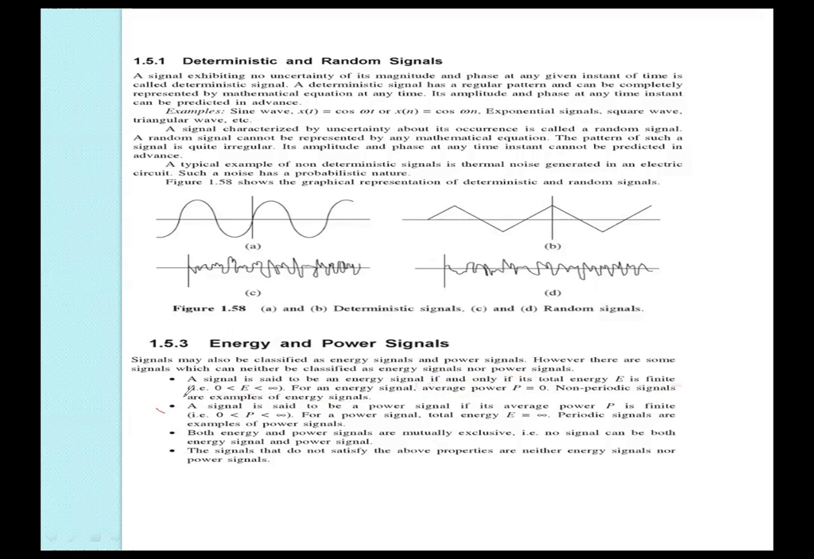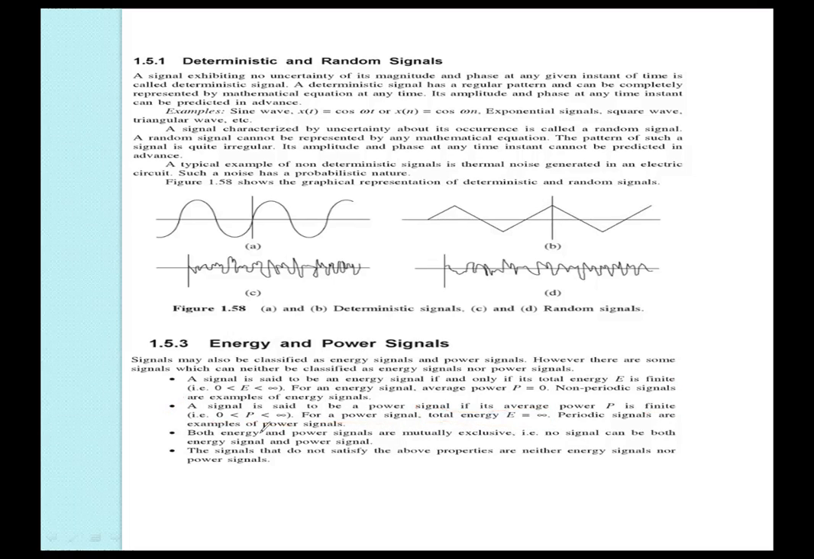Coming to the second point, a signal is said to be a power signal if its average power is finite in the range of 0 to infinity. For a power signal, the total energy is infinite. Remember, if power is finite and the energy is infinite, that signal is a power signal. And if the energy is finite and the power is 0, that signal is an energy signal. Okay.